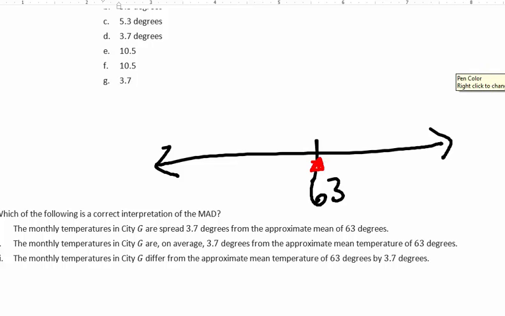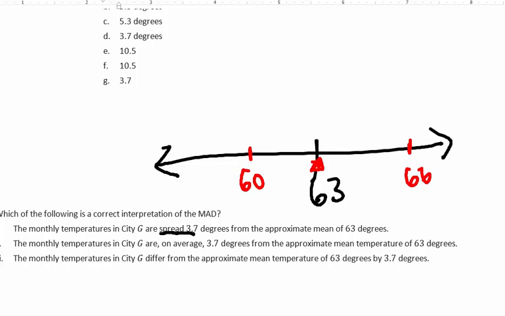Are spread 3.7 degrees from the approximate mean. So they're spread 3.7 degrees. That means that the farthest out it can be is what? The farthest out it can be is 3.7 degrees. So that means it would be 60 to about 66.